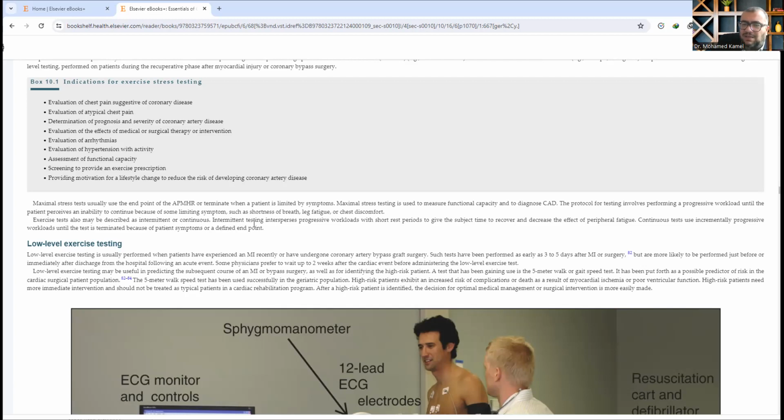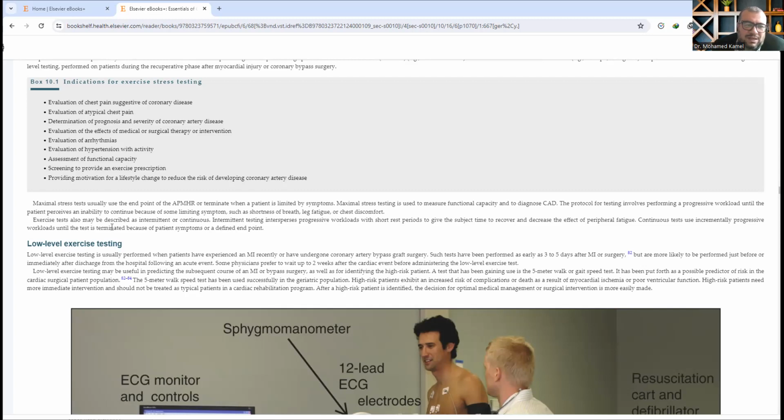Gradually, I'm increasing the speed, I'm increasing the inclination, until the patient reaches a certain level and says, okay, this is too much, I cannot do more due to shortness of breath, leg cramp, or leg pain, or even chest discomfort, like starting to have a chest pain.